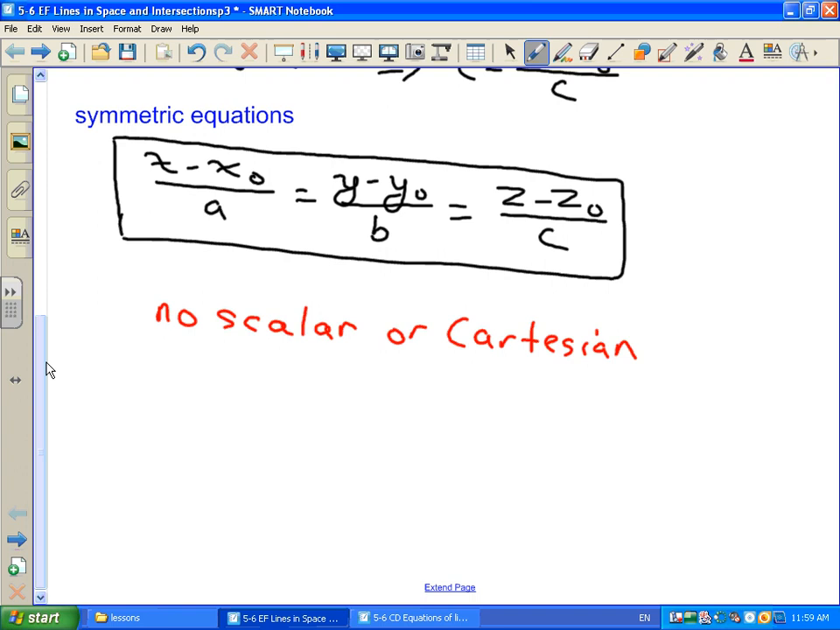So you could never have a unique scalar equation. So we don't talk about scalar equations. We will in the next unit, when we start talking about planes, we'll have scalar or Cartesian equations of planes in 3 dimensions. Okay?